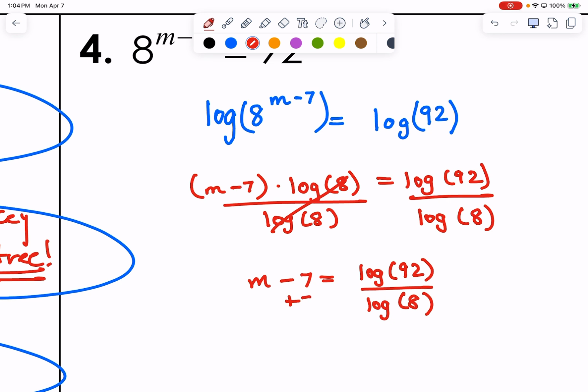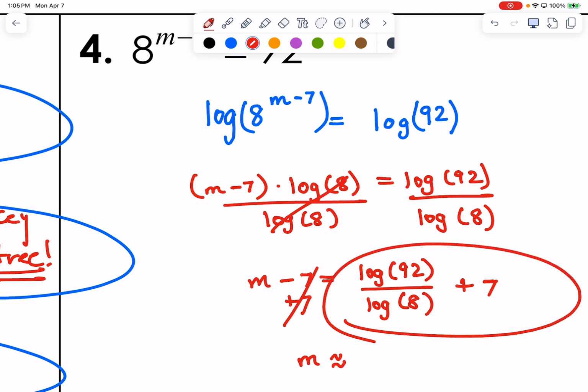Now here's what I'm going to do. I'm going to add 7. That's going to cancel, right? And I'm going to just go ahead and put plus 7 at the end here. Because I'm going to let my calculator do the work because we know it's going to be approximately something. So when you type this in, Ty, you better type it in with me because you will not get it right if you do not type this in with me. You're going to type in all of this on your calculator to get the decimal.